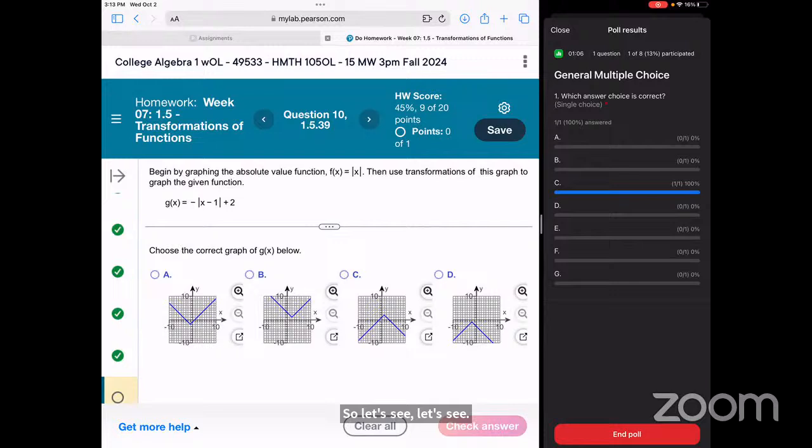Absolute value, right? So the vertex is at the origin. First, we went right by 1. So it can't be A or D. Okay, I'm going to go ahead and close the poll. I'll make a note. So it can't be A or D because they didn't go right by 1. It should be upside down. So if it's B or C, it should be C by process of elimination.